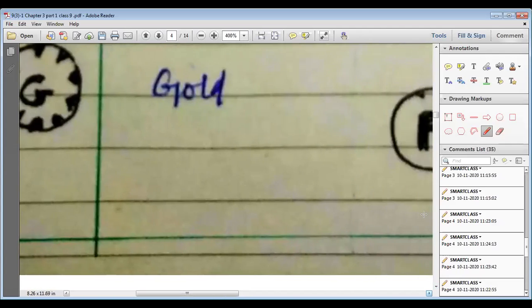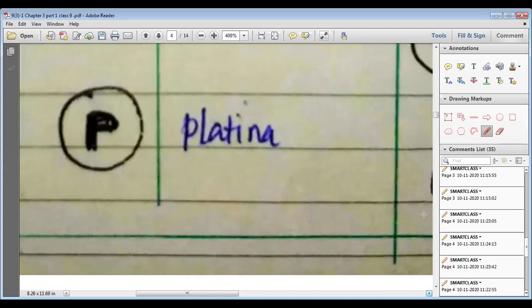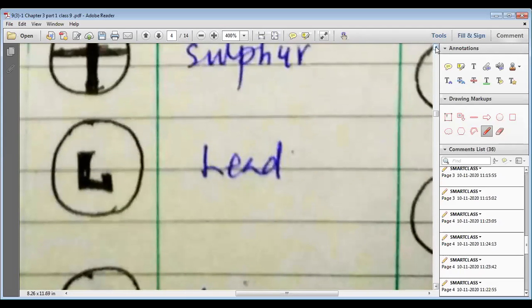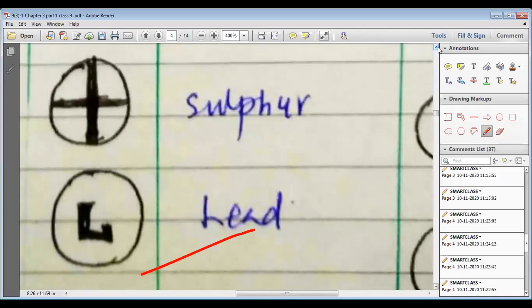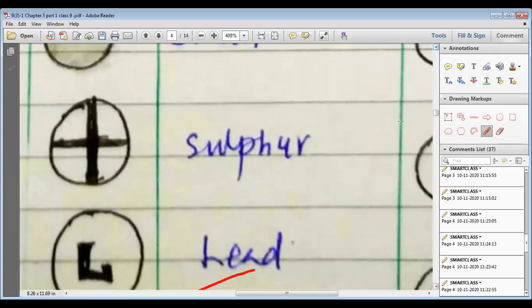Same way, my dear students, we are going to study a few more symbols. This is the symbol for platina, or platinum. Platinum is the element, my dear students. Then we have the symbol for lead. This lead is used in pencil. You make a circle and just write L. This is the symbol proposed by Dalton for lead. You simply draw a circle this way, and then you draw a cross mark into this circle.